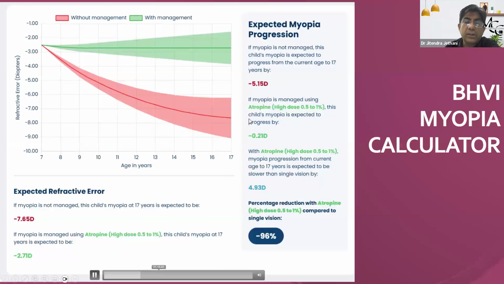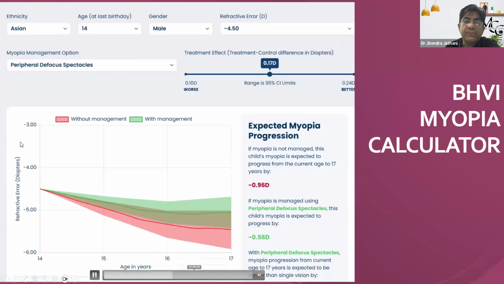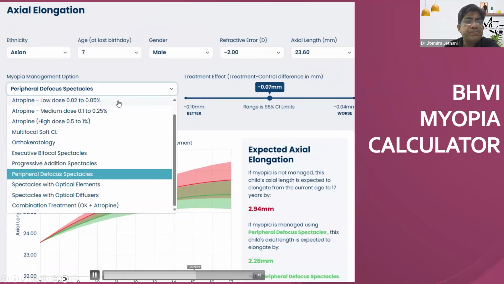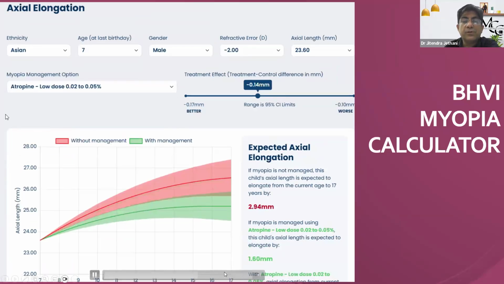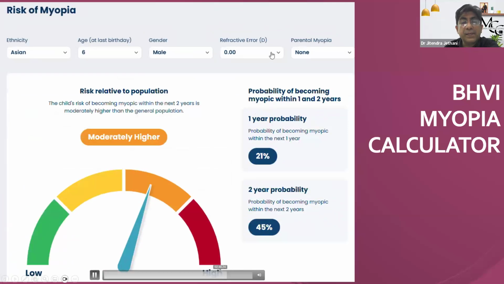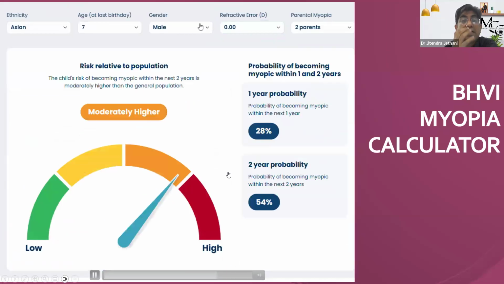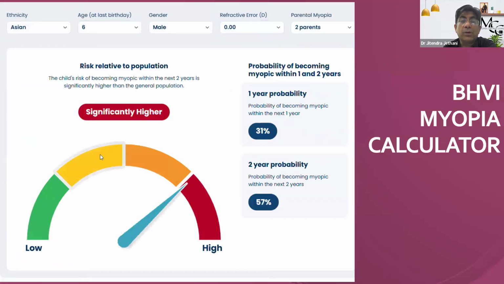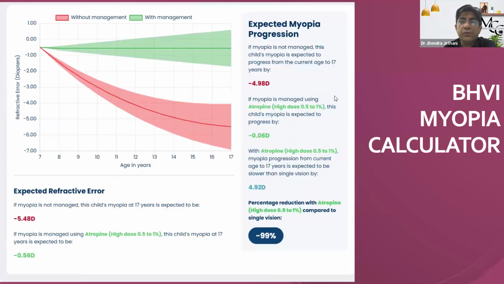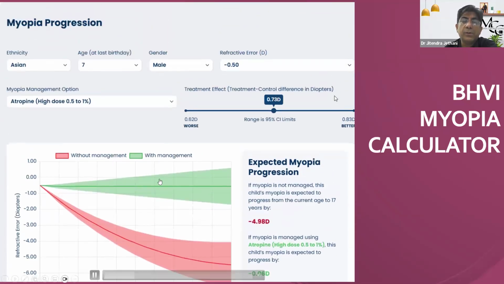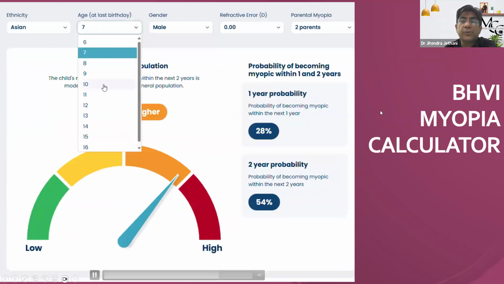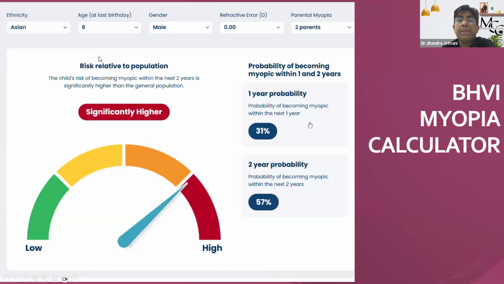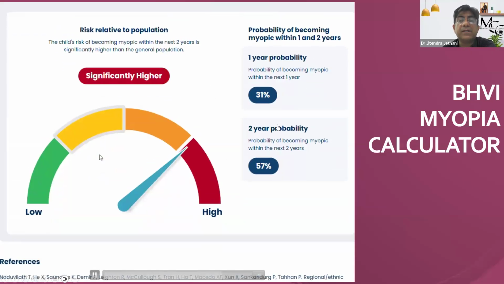Now, if you move further, you will also get a very important point. If you move further, you will see this. Yeah, this is a very interesting thing. Now, what it is trying to tell you is that there is a predictive score, and in that predictive score there are a few important points. Those points are the probability of becoming myopic within 1 to 2 years. That is 31%. In this case, it is significantly higher.